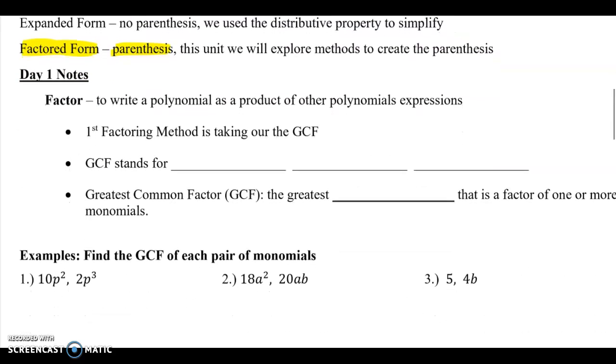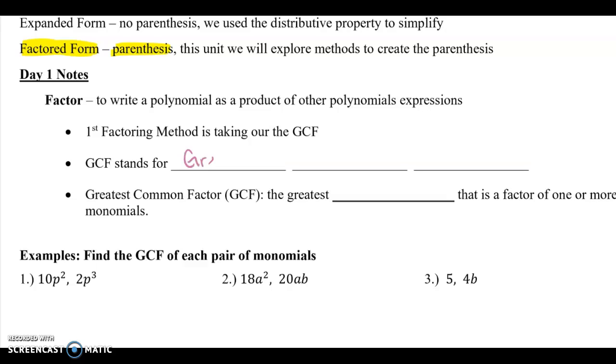All right, day 1 notes. I know technically we're doing 2 days in 1 week, but it happens. So this will be our day 1 notes. To factor is to write a polynomial as a product of other polynomial expressions. The first method for factoring is taking out the GCF.